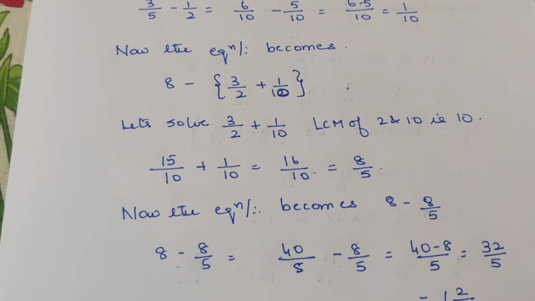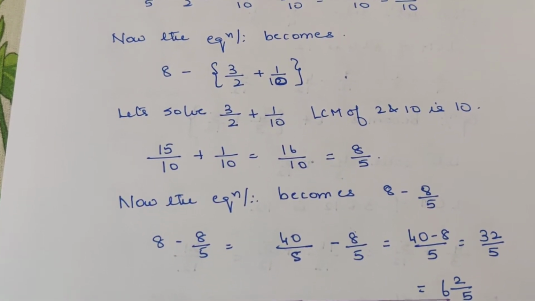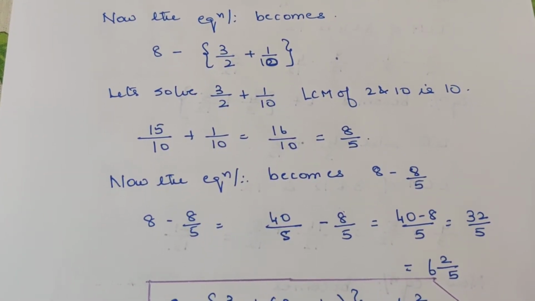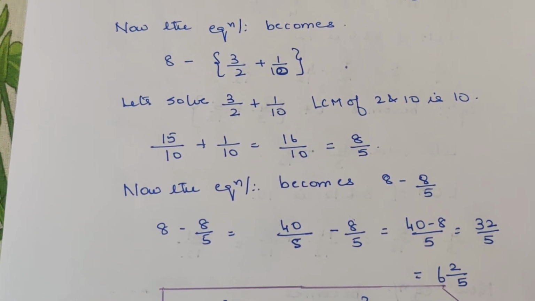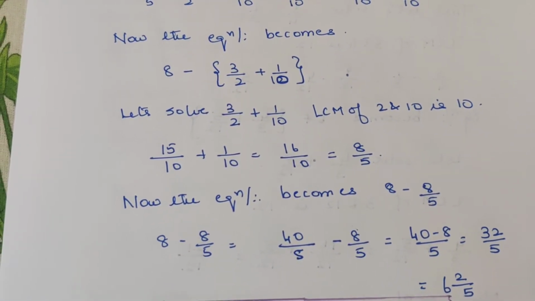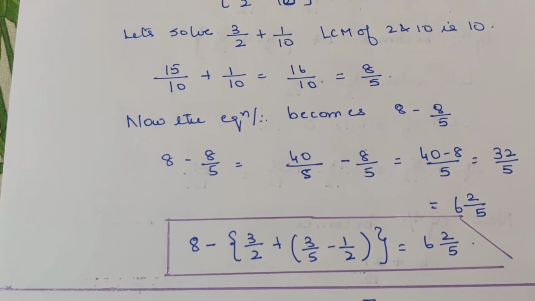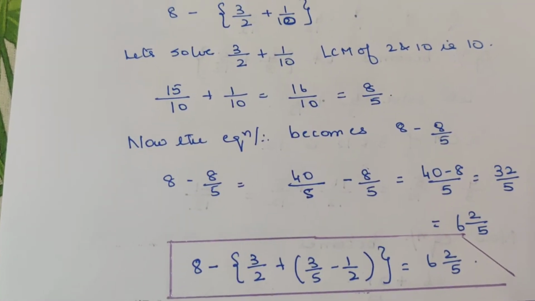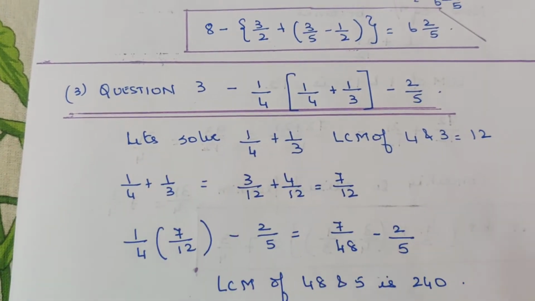That becomes 8 minus 8 by 5 is equal to 40 by 5 minus 8 by 5. That is 40 minus 8 by 5. That is 32 by 5. When you convert that into a mixed fraction, you get it as 6 2 by 5. I am just pausing for a few seconds for you to understand. Therefore, the final answer is 6 2 by 5. Let's move on to question number 3.